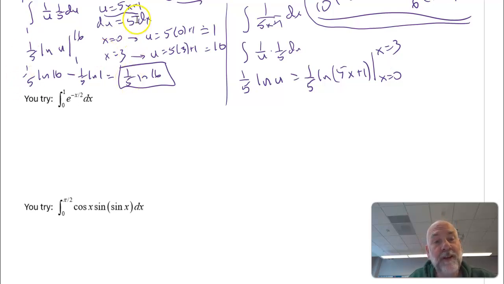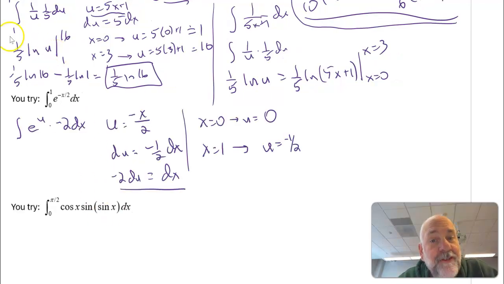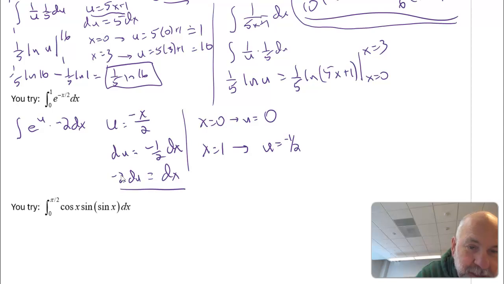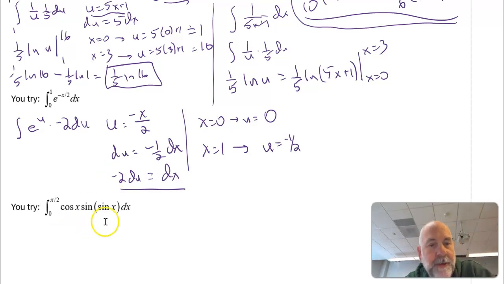And you can do U's all the way, or you can go back to X's, either one. I'm going to pause the video just for time. And so you should try this one yourself. Okay, I haven't quite finished it, but I'm close. And so I did U equal to negative X over 2. I did du and then solve for dx to plug that in. And so here's my negative 2 du. Wrong variable. I had it right down below.